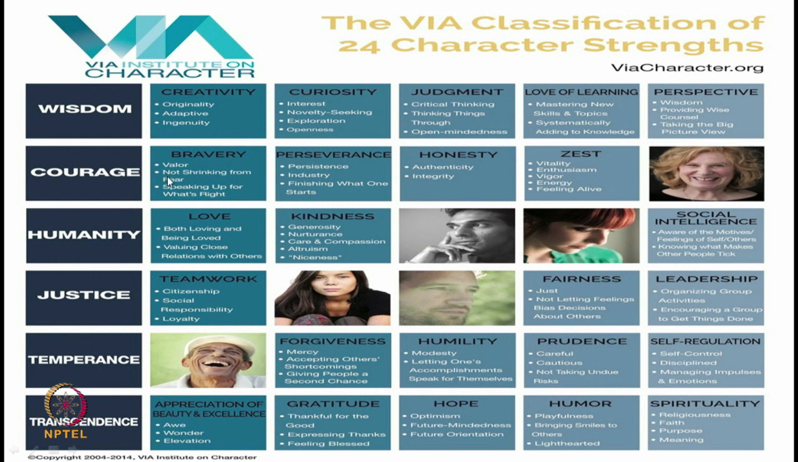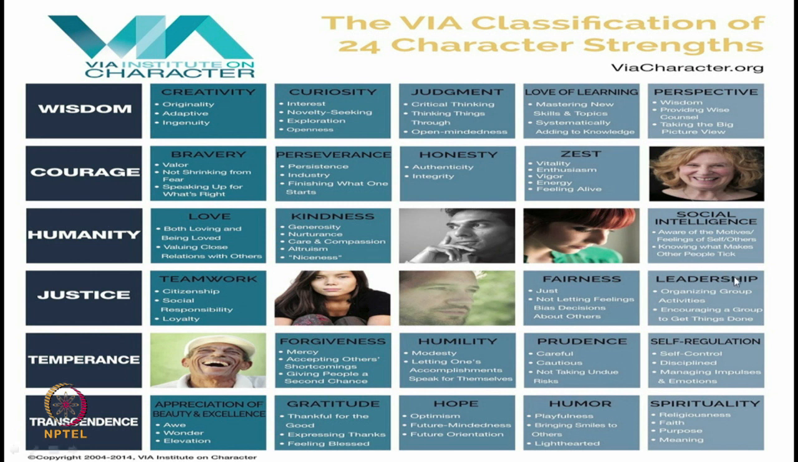Under courage: bravery, valor, not shrinking from fear, speaking up for what's right. Perseverance: persistence, industry, finishing what one starts. Next is honesty, which means authenticity, integrity. Zest: vitality, enthusiasm, vigor, energy, feeling alive. On the other hand, under humanity, love means both loving and being loved, valuing close relationships with others. Kindness: generosity, nurturance, care and compassion, altruism and niceness.